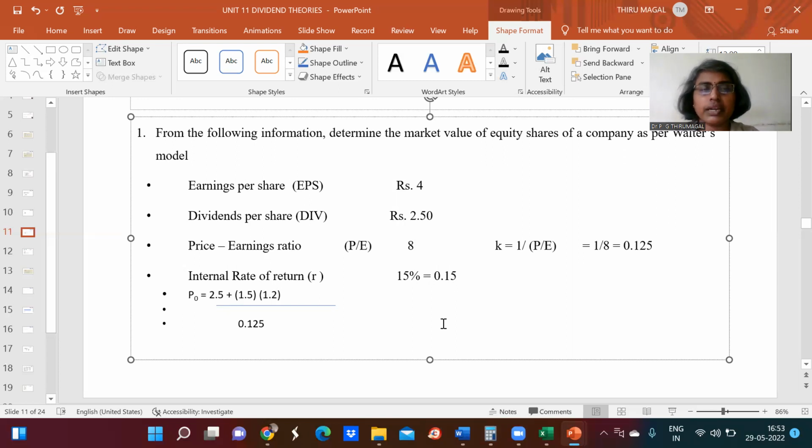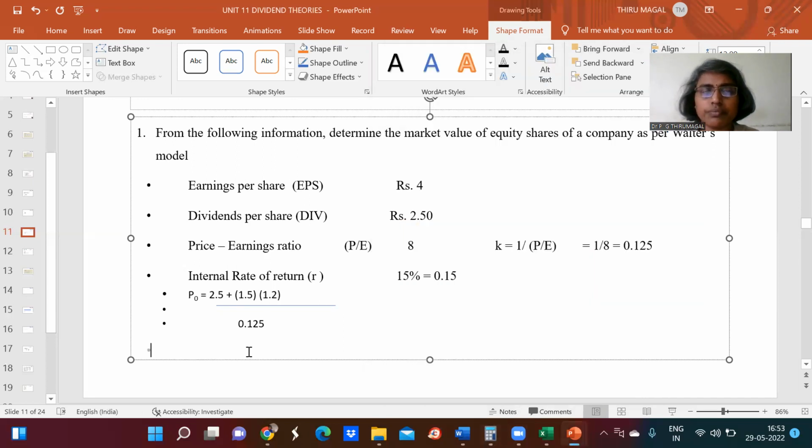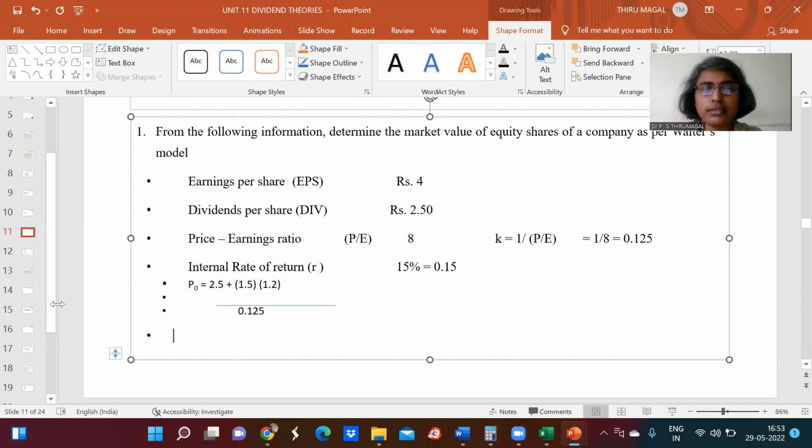Now we'll simplify again. We'll keep this 2.5 as it is. 1.5 multiplied with 1.2 is 1.8. With that, we have to add the dividend of 2.5. The value comes around 4.3. With that, we will divide by 0.125. That is 34.4. So the price of the share is 34.